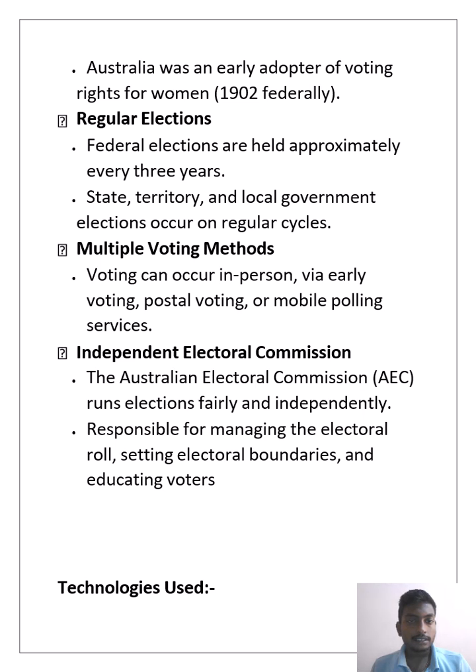Regular elections. Federal elections are held approximately every 3 years. State, territory, and local government elections occur on regular cycles. Multiple voting methods. Voting can occur in person, through early voting, postal voting, or mobile polling services.